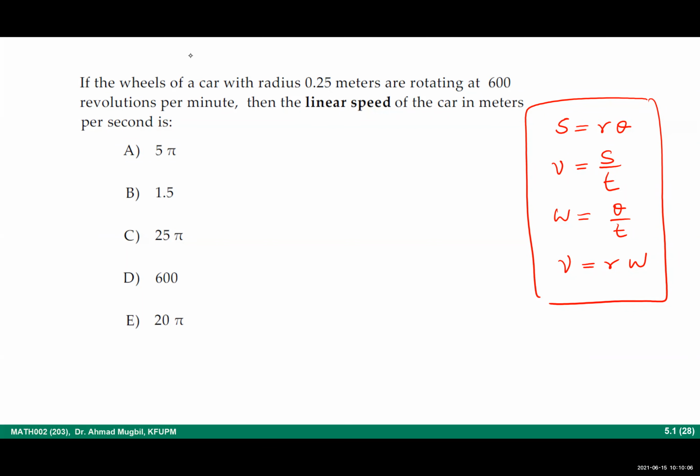MashaAllah, there are some students, they already finished. MashaAllah. Keep working. Be careful about the units here, by the way. There is a trick in units. The units are not the same.